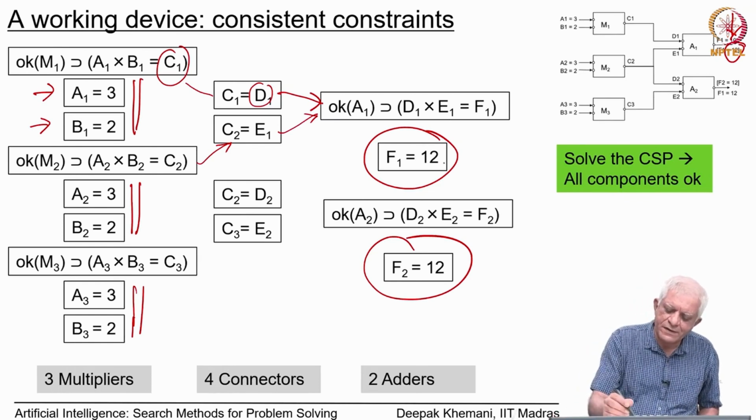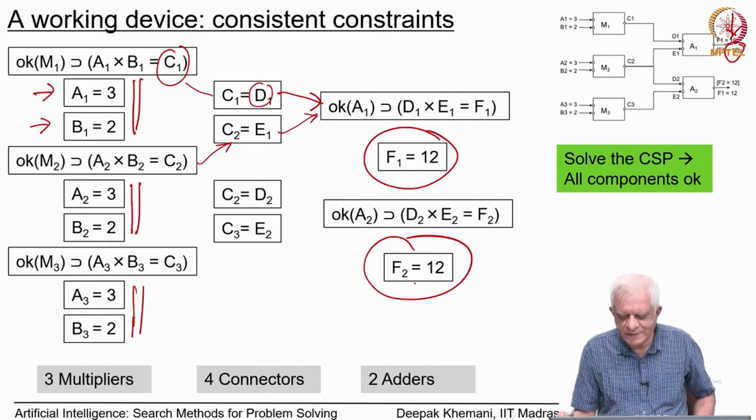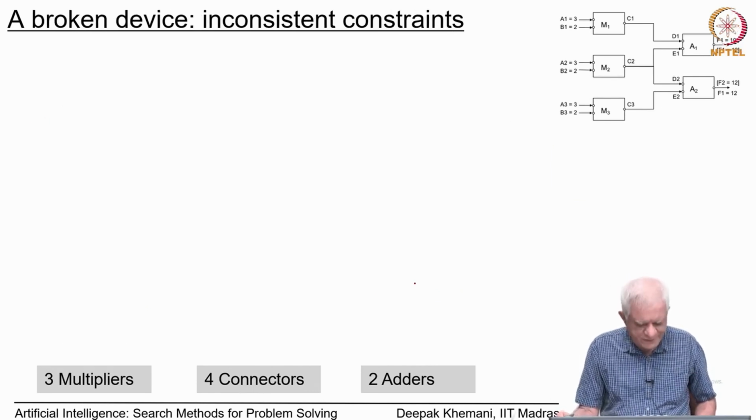This time the output that we are talking about is the observed output. See, in this slide we are looking at the predicted output. F1 should be 12 and F2 should be 12. The observed output is F1 equal to 10 and F2 is equal to 12. So, what is happening there? So, again it is the same model.